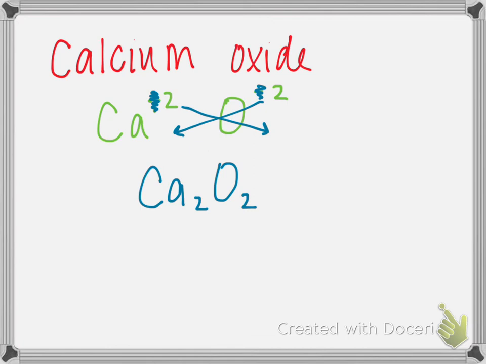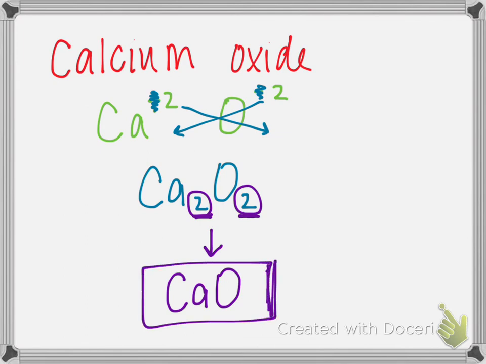Okay, so now here's the very last part of this that we need to learn. If we have subscripts that can be reduced by the same number, right? They can be divided by the same number. We need to do that. So 2 and 2 are both divisible by 2, which means we need to reduce them down and give the most reduced version of these, which is CaO. That is our final chemical formula for calcium oxide.